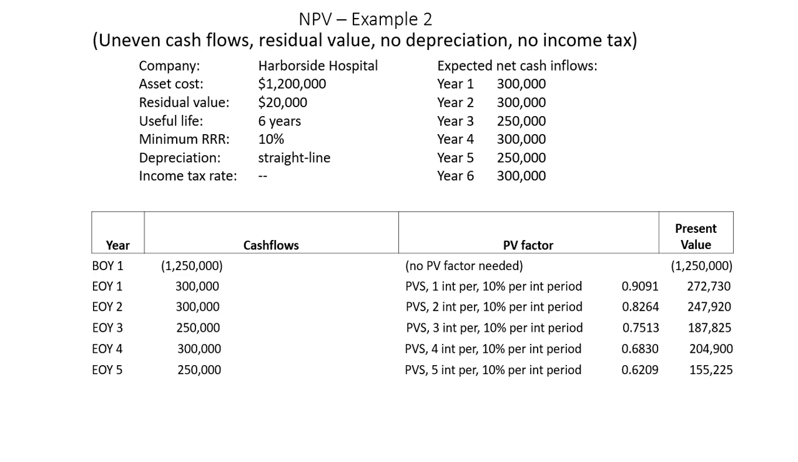The present value of $300,000 to be received at the end of year 4 is $204,900, and the present value of $250,000 to be received at the end of year 5 is $155,225. Before we move on, notice that 2 things will happen at the end of year 6. We are expecting to receive a cash inflow of $300,000, and we are also expecting to receive an additional $20,000, the residual value. This is the amount we expect to receive when we sell the equipment when we're finished using it at the end of year 6.